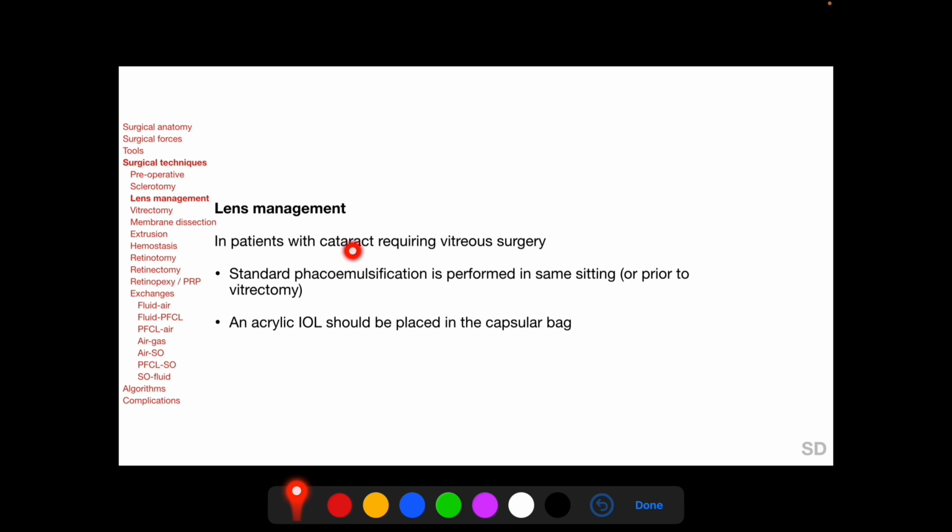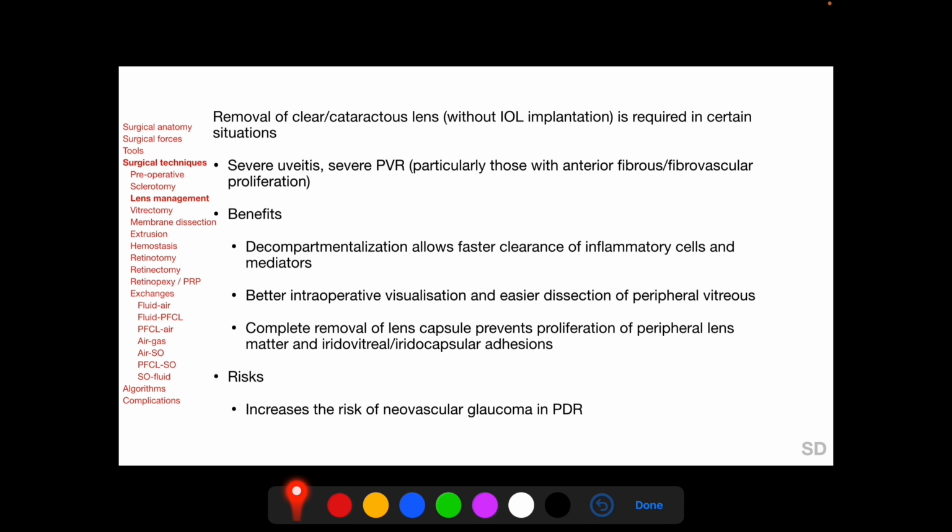In patients with cataract requiring vitreous surgery, standard phacoemulsification is performed in the same setting as vitrectomy or prior to vitrectomy, and an acrylic intraocular lens should be placed in the capsular bag. Removal of the lens, whether clear or cataractous, without intraocular lens implantation is required in certain situations such as severe uveitis and severe proliferative vitreoretinopathy, particularly those with anterior fibrous or fibrovascular proliferation.